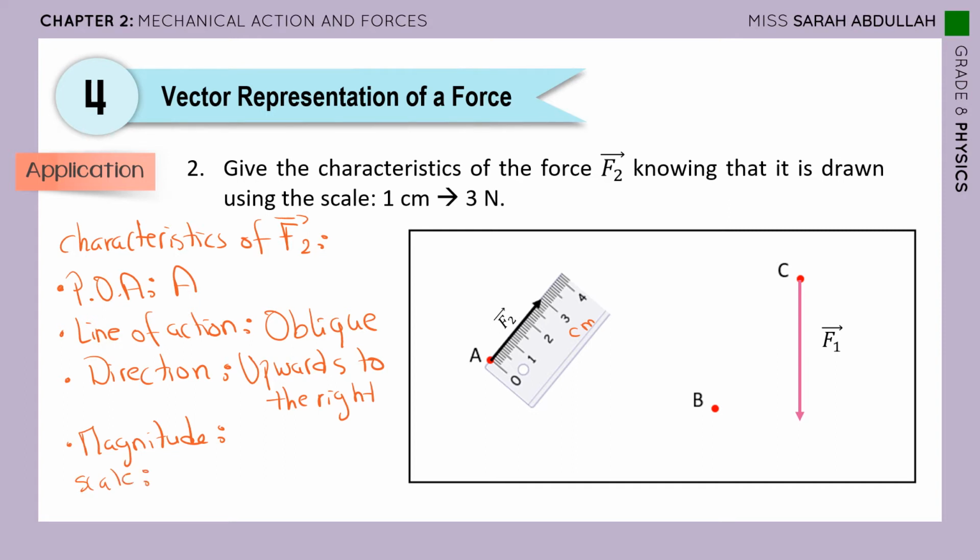What does the scale say? Every 1 centimeter gives me 3 newtons. So I have 3 centimeters now. Where do I put the 3? Centimeters below centimeters and newtons below newtons. I need to find the x, and the x is the magnitude here. So x equals 3 centimeters times 3 newtons divided by 1 centimeter. We cross out the centimeters. I'm left with 9 newtons. So the magnitude is 9 newtons. That's it. You just gave the characteristics of F2.